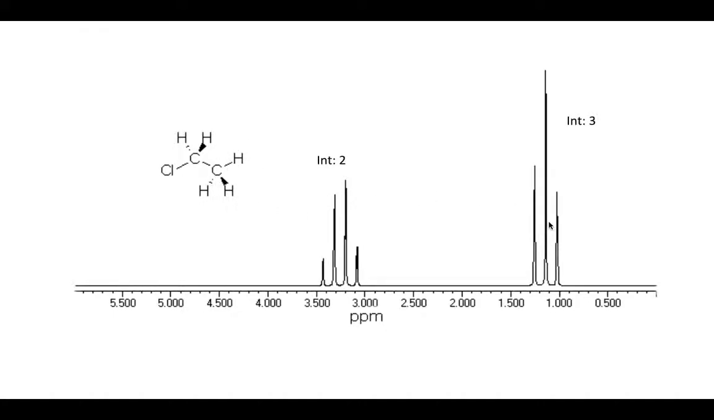The fact that it's split into a triplet means it has 2 neighbors. So these 3 hydrogens right here are why it's got an integration of 3. But these hydrogens, which remember are all the same, kind of act as one hydrogen. These hydrogens have, if you go over here, 2 neighbors.